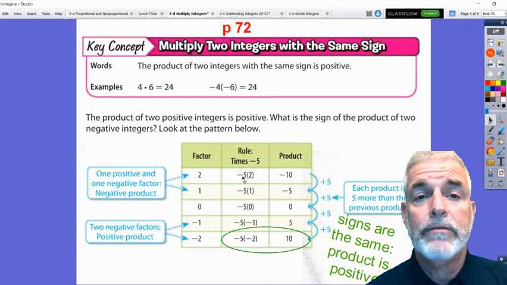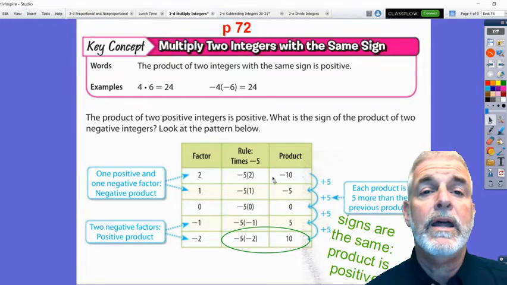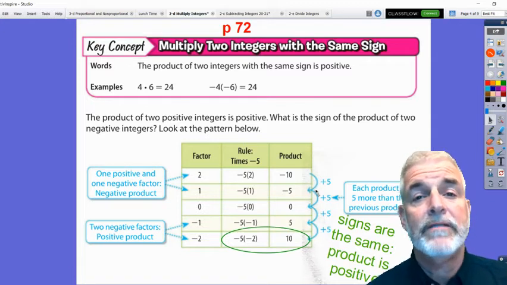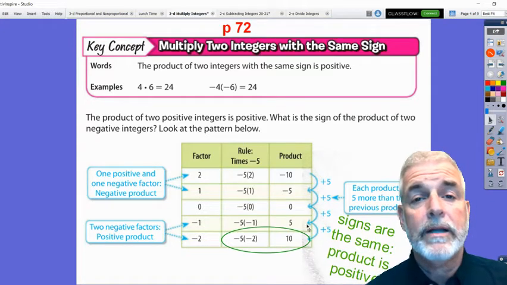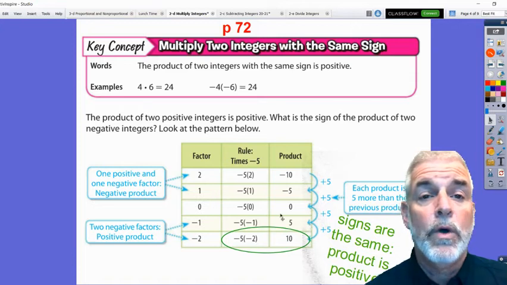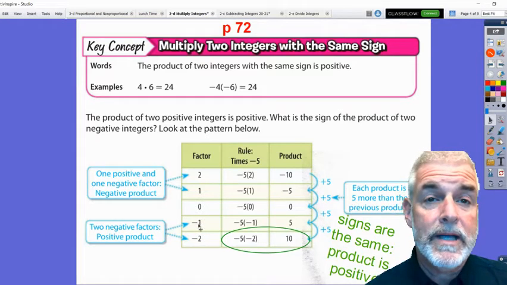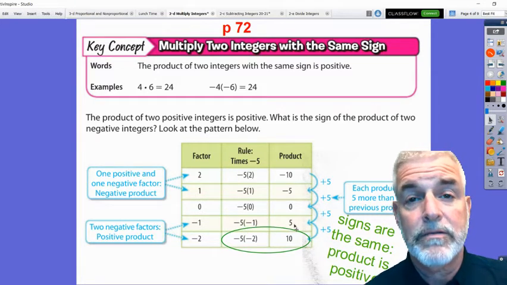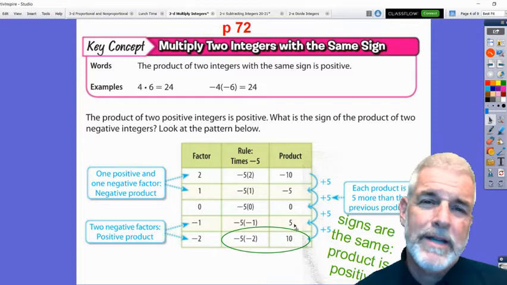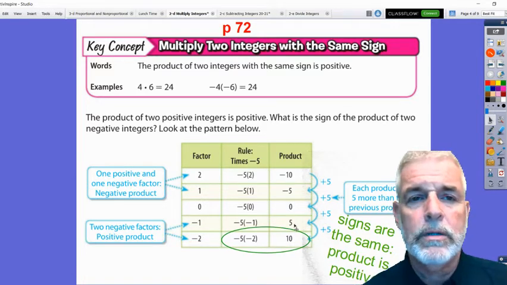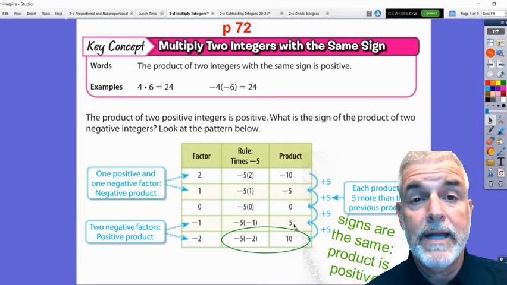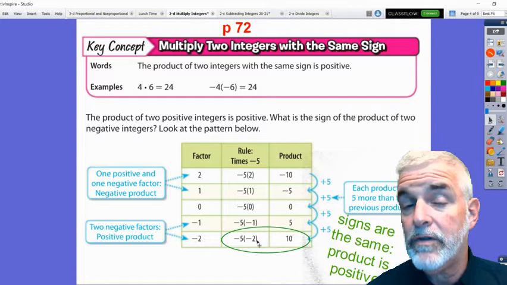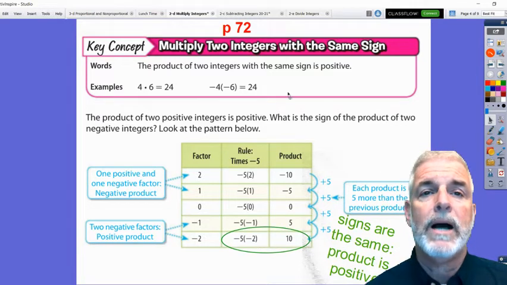And as you do that, you have 2 times negative 5 is negative 10. Then 1 times negative 5 is negative 5. And then you can see on this side of the table, the product, the answer, keeps going up by 5. Well, that means that when this gets to negative 1 and negative 1 times negative 5, your answer is positive. Okay, so it's not really as intuitive as the other rule, but the rule here is that if the 2 signs of the 2 factors are the same, negative times negative, then your answer is positive.